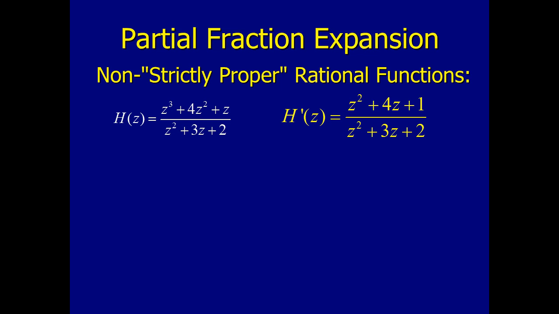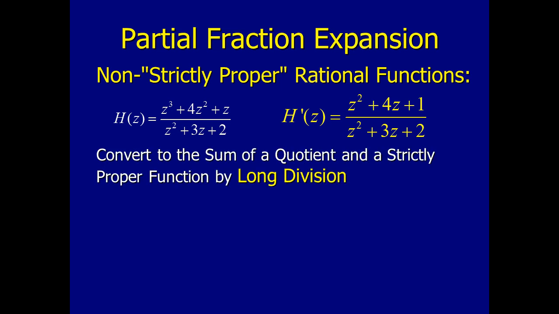Some exceptions. This only works if you have strictly proper rational functions that you're trying to inverse transform. And if you don't, what do you do? Well, the H of z, or the thing you're trying to transform, doesn't have to be strictly proper, it's the thing that you have to pull the z away from. And just like in continuous time, if you don't meet the requirements, a little polynomial division will get you out of it.